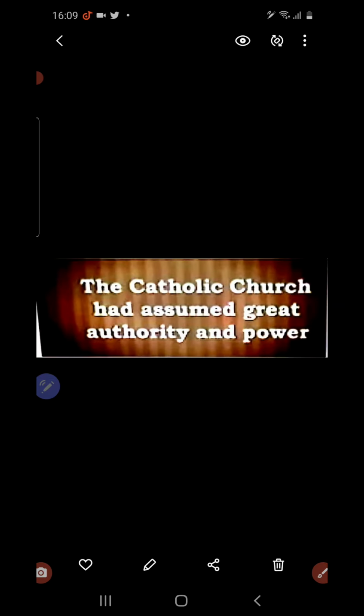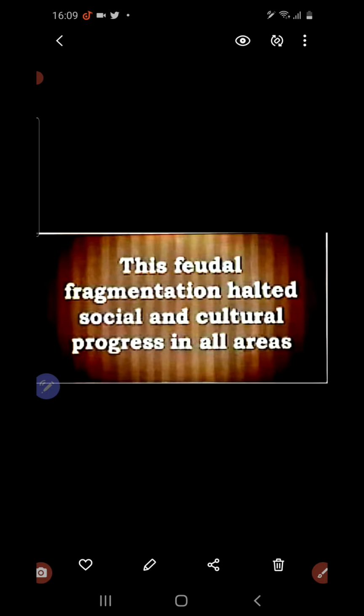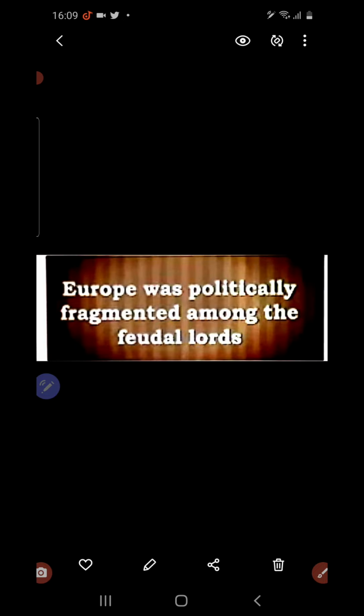Now the Catholic Church had assumed great authority and power. Then the feudal fragmentation halted social and cultural progress in all areas. Feudal fragmentation, I told you, was the political system which existed in Europe, with the king at the top and all the feudal lords. So they destroyed the social and cultural progress.